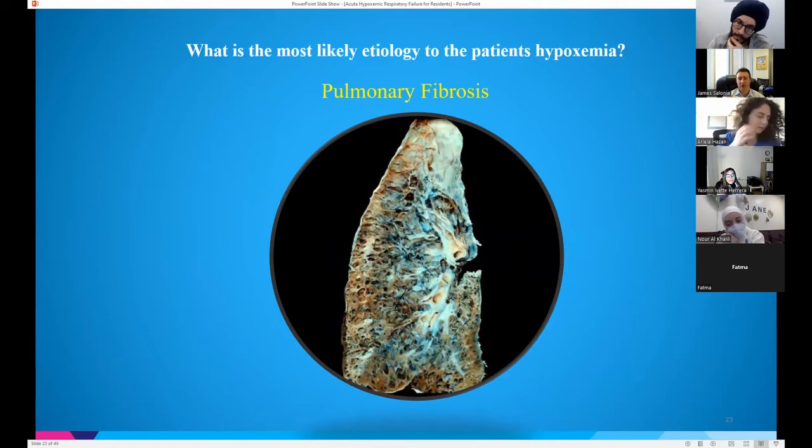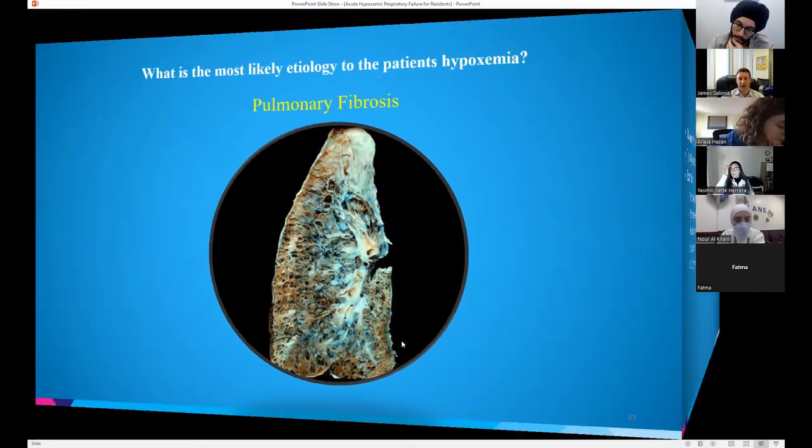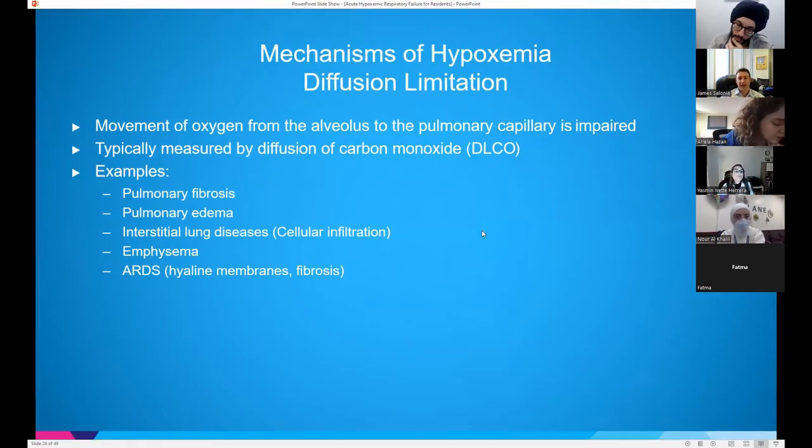ILD, pulmonary fibrosis. This is actually the gross pathology of a lung with pulmonary fibrosis, and you can see the honeycombing and all the bronchiectasis in the airways. And just looking at this lung, I don't need to go into in-depth pathophysiology as to why somebody like this is hypoxemic. Nevertheless, I will. One of the main mechanisms, at least early on in pulmonary fibrosis, is a limitation of diffusion.